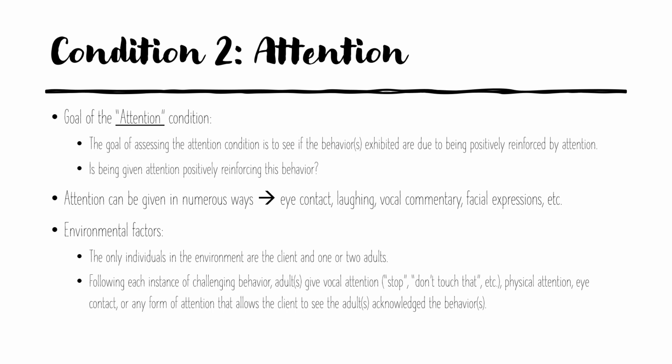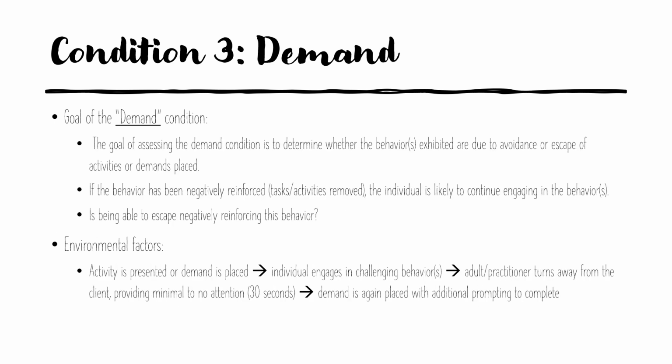Some environmental factors to consider. The only individuals in the environment are the client and 1 or 2 adults. I say 1 or 2 adults to account for safety and/or data collection. Following each instance of challenging behavior, the adult will give vocal attention, eye contact, physical attention, or any form of attention that will allow the client to see that the adults acknowledge the behavior being exhibited.